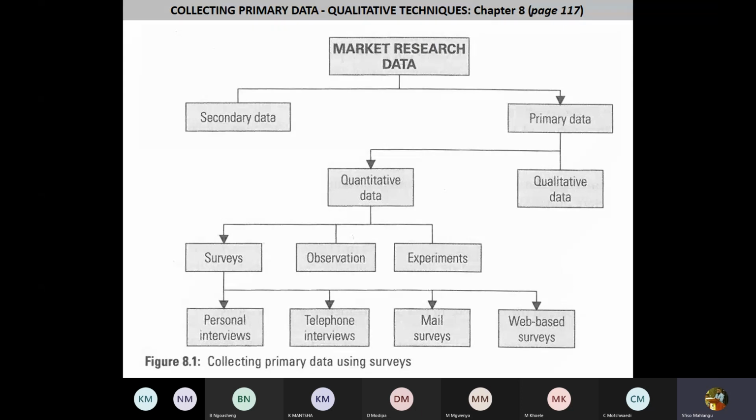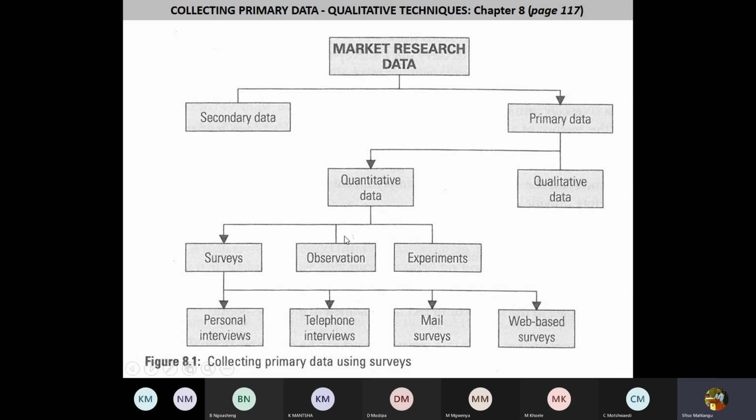As you see in the diagram, we've got three approaches: surveys, observation, and experiment. There is little difference between experiment and observation, but a huge difference between surveys against observation and experiment. So you will see in the next table where I discuss surveys, I compare them with observation. Observation is similar to experiment.